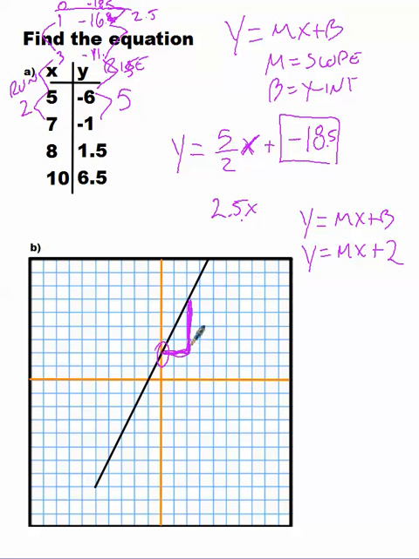So I'm going up 1, 2, 3, 4. Going over 1, 2. So here's my rise, because I'm going up or down. Here's my run. Now my rise is 4 because I'm going up. If I was going down, my rise would be negative 4. But I'm going up. So my slope is equal to 4 over 2, which is just 2. So y is equal to 2x plus 2. And that is my answer. I'm sticking to it.